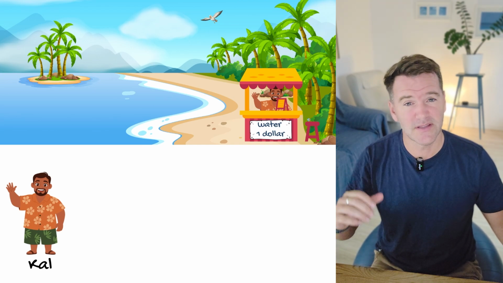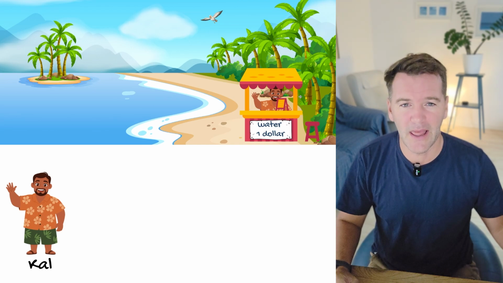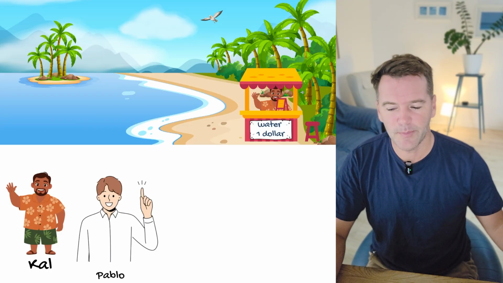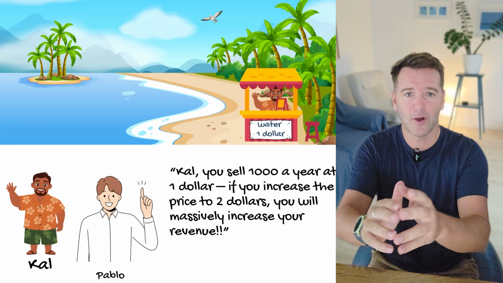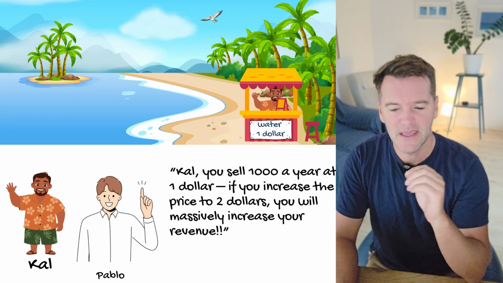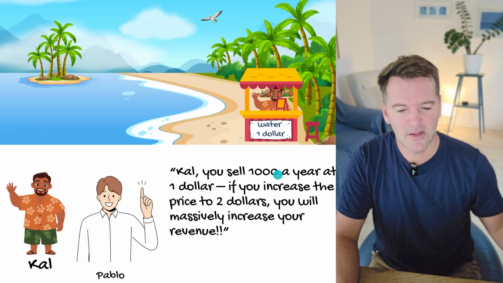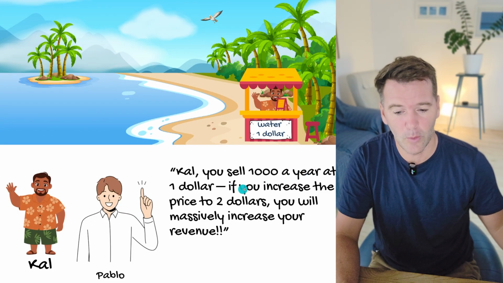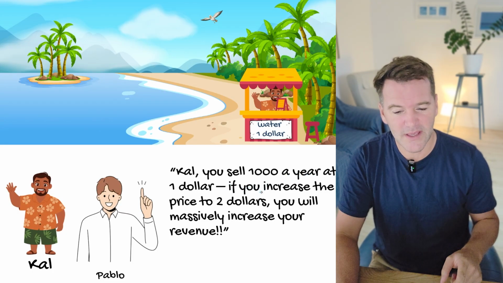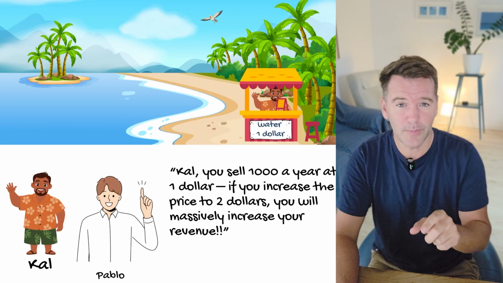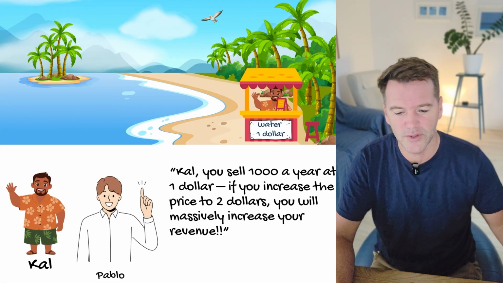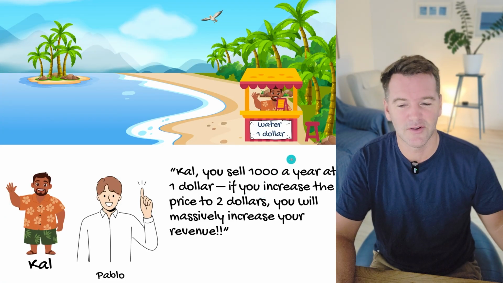Pablo is persistent. He's also done some reading on the plane about this stuff, about pricing things. And he goes up to Cal and he goes, Cal, I've got a plan. He tries the same thing. He says, Cal, currently I see that you sell about 1,000 bottles of water a year and you sell them at $1. If you increase the selling price, not by a little bit, but to double it, if you increase it to 2, you double the price of the water, you will massively increase your revenue.